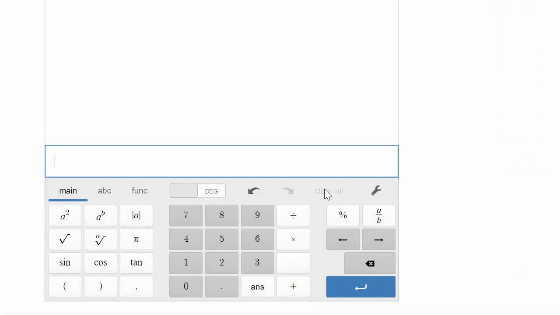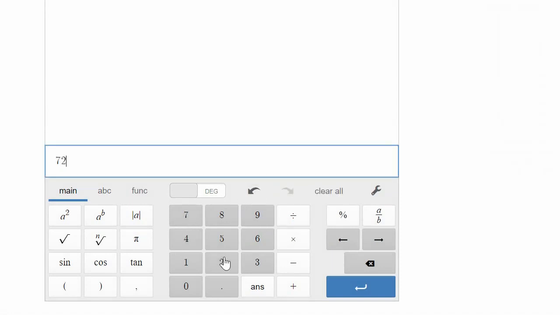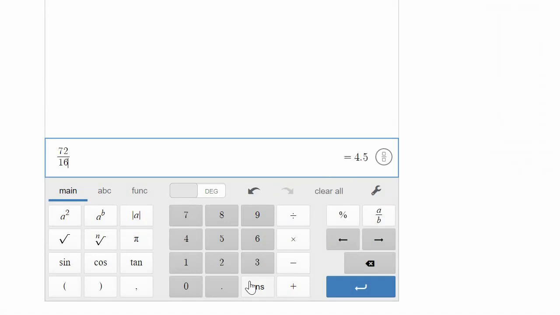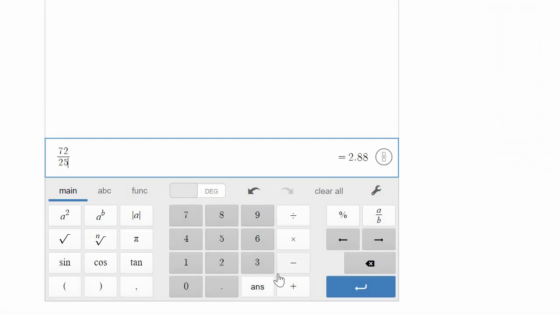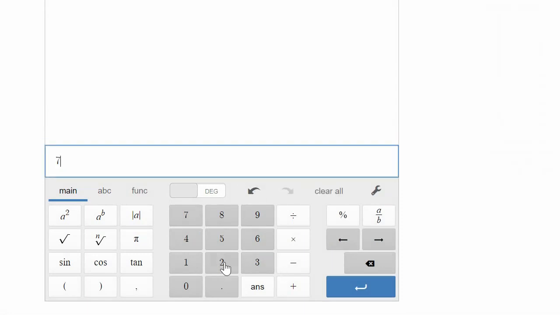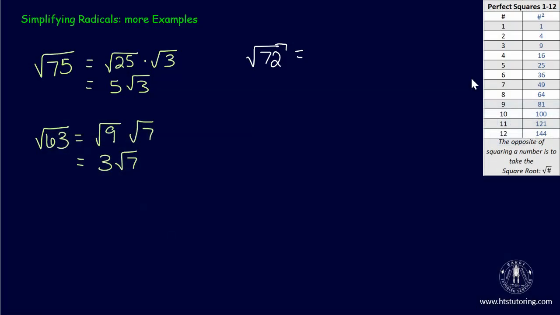72, I'm just going to start marching through my perfect squares. 72 divided by 4. That one works. 72 divided by 9. That one also works. 72 divided by 16. Oh, that one didn't work. Okay, let's see. 72 divided by 25. Didn't work. What about 72 divided by 36? 2. Holy smokes. So what just happened here is the perfect squares 4, 9, and 36 all go into 72.